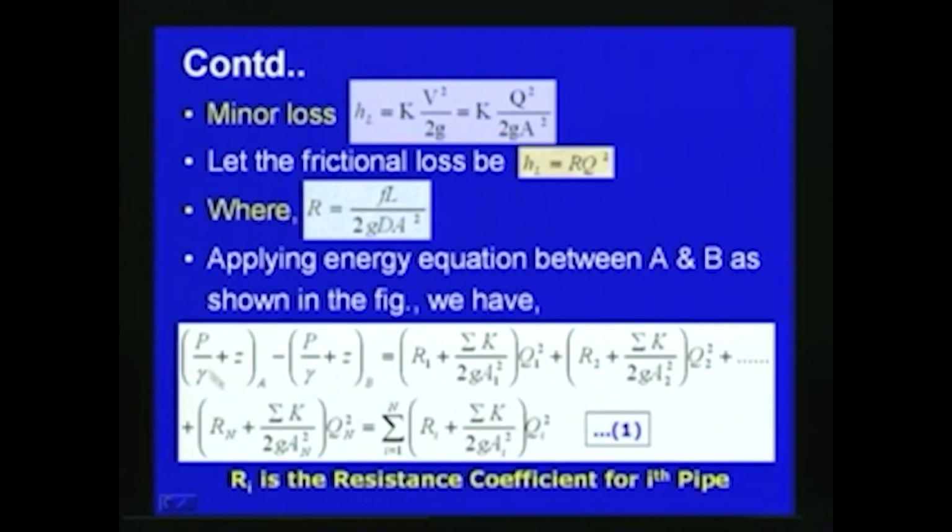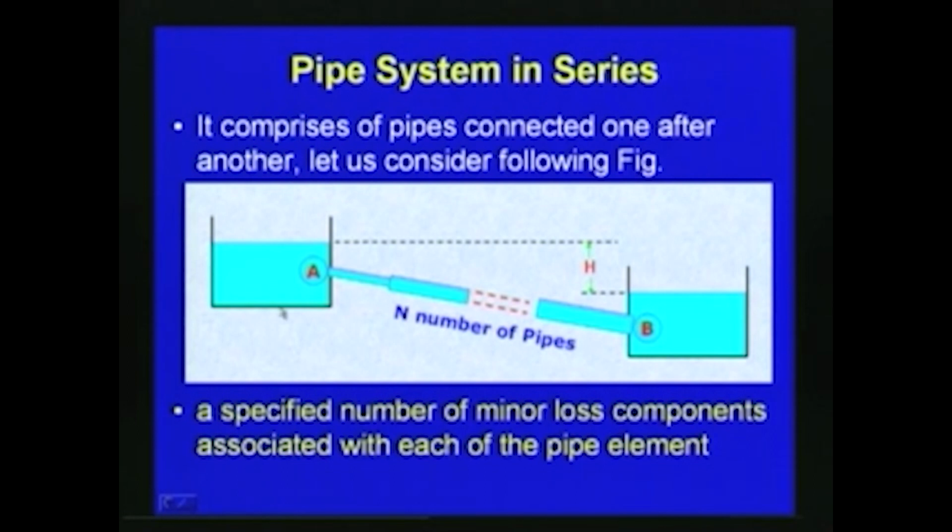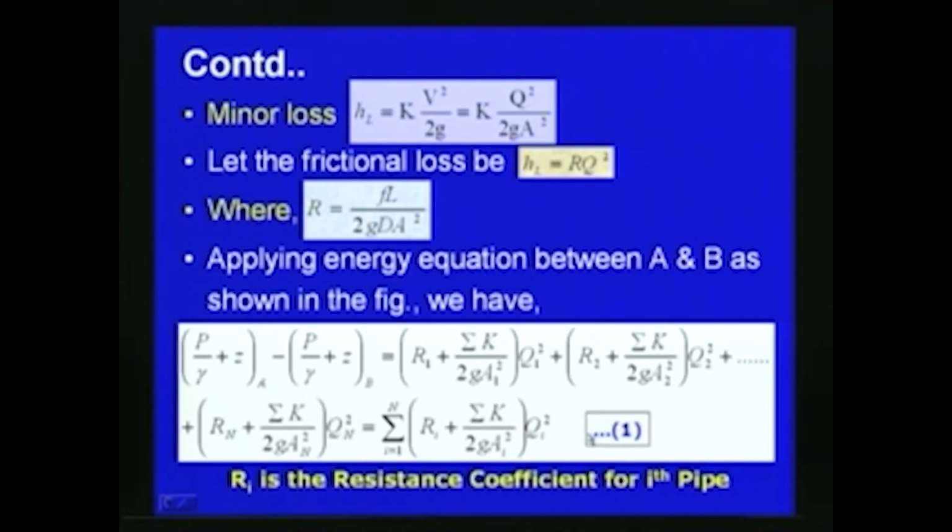So, between P by gamma plus Z at A and P by gamma plus Z at B, that difference is given by the summation, sigma i equals 1 to n, of R i plus sigma k by 2 g A i square, into Q i square. Here Q i is the discharge through the ith pipe, A is the cross-sectional area of the ith pipe, sigma k is the corresponding loss coefficient, and R i is the resistance coefficient for the ith pipe. So, this is the general equation for the head loss when we apply the energy equation between A and B. This is the equation given as equation number 1.